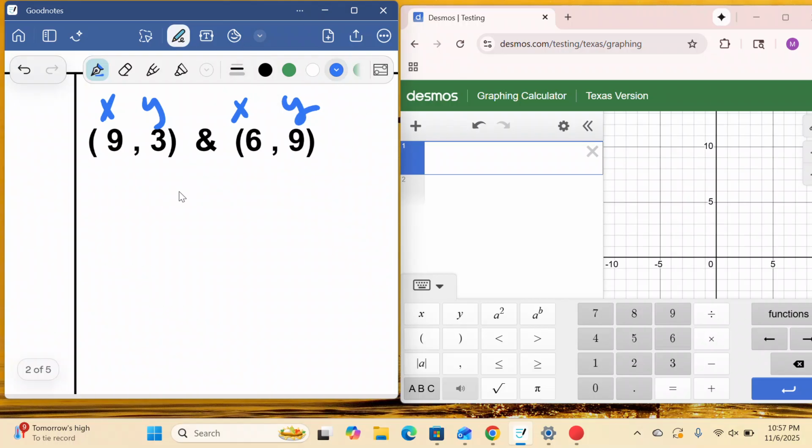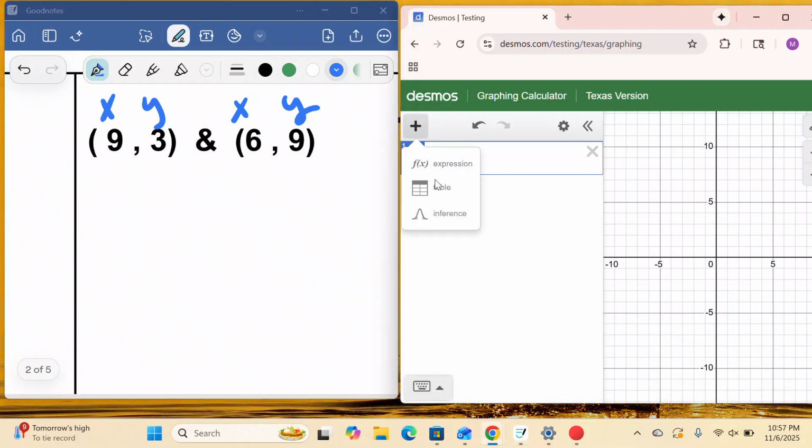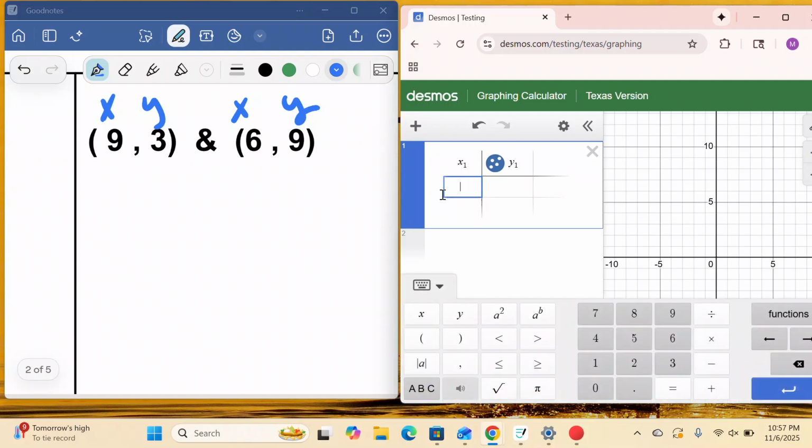Now I'm going to just skip the table and go directly to my Desmos here. And I'm going to go to my table feature right here. And I'm going to go ahead and input 9, comma 3. And then the next one is 6, comma 9. I'm going to input 6, comma, and then I'm going to click here, comma 9.